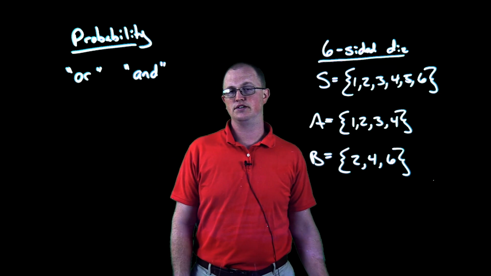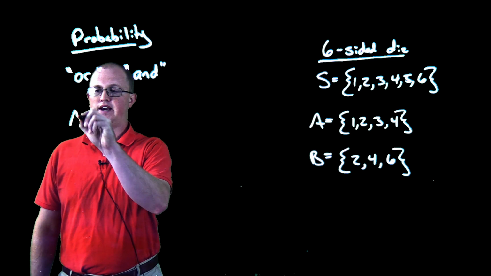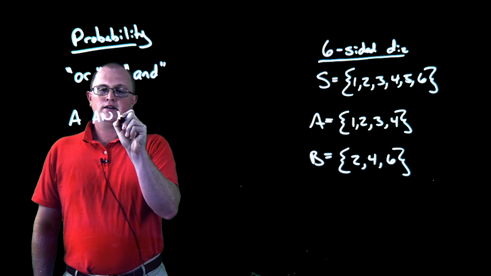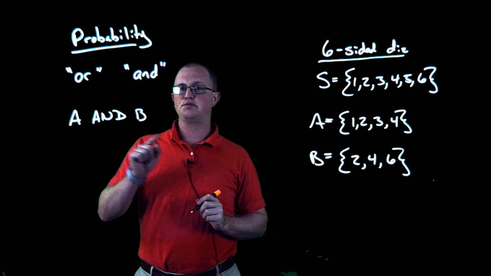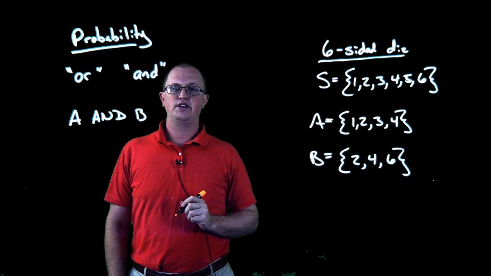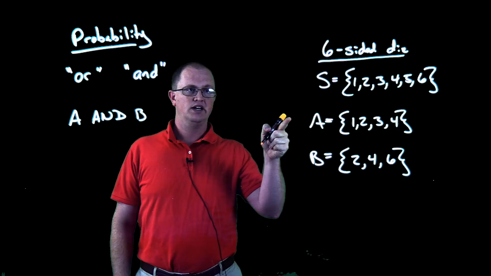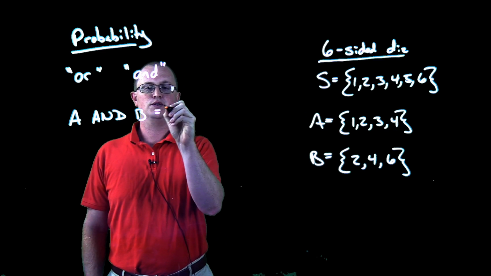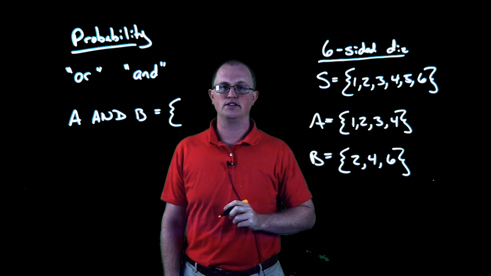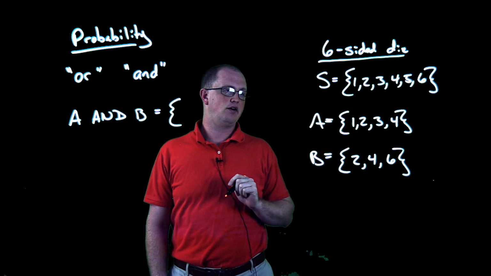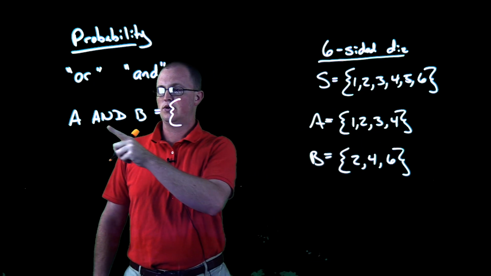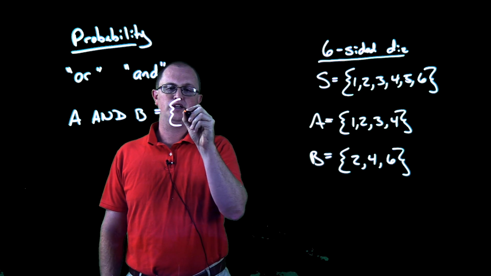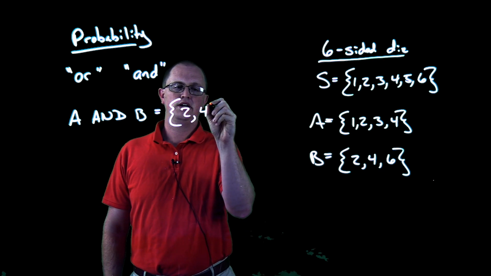If I wanted to define the event A and B, then A and B are all of the outcomes that are in both A and B. In this case, if we look at those two sets, the outcomes that are in both are 2 and 4. So A and B would be the outcomes 2 and 4.